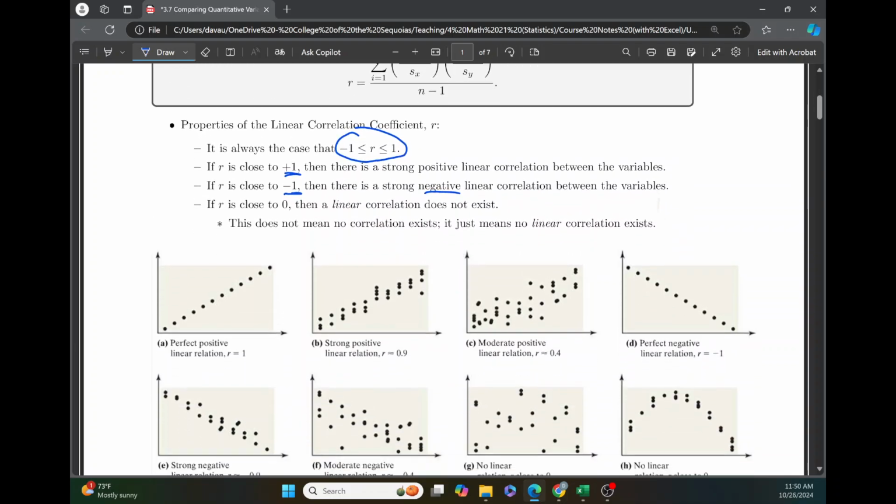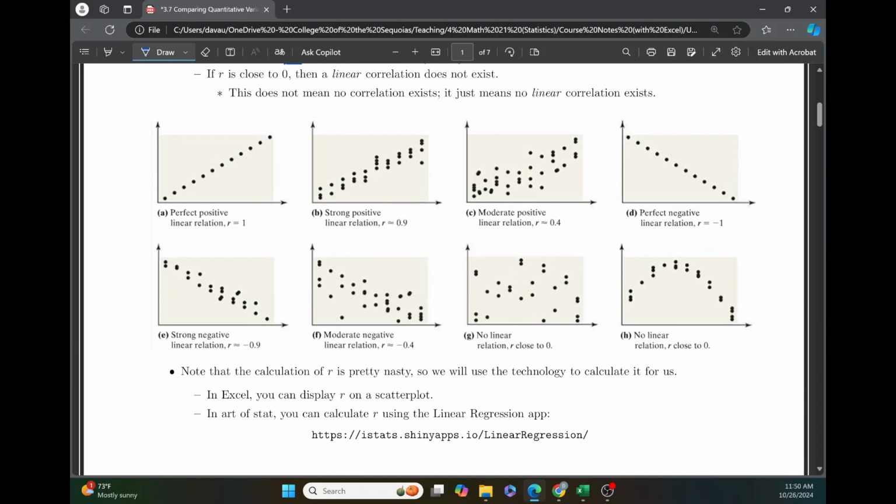So let me show you what I mean with some pictures, right? In A, we have a perfect positive linear correlation. r would be equal to 1 there. In part B, we have a pretty strong linear correlation. r might be something like 0.9. In part C, we have a moderate positive linear correlation. r would be close to something like 0.4.